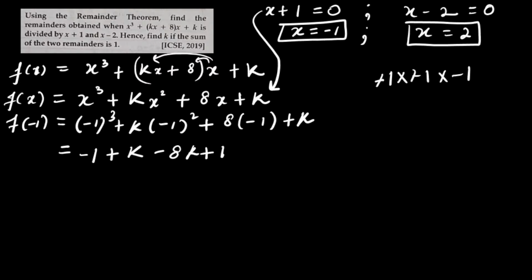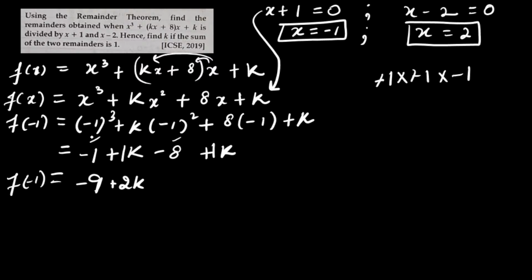Minus 8, k plus k. Like terms we can simplify now. Minus 1 and minus 8 are like terms, so minus 1 minus 8 is minus 9. And k plus k is 2k, because this is 1k, this is 1k. See, this is the remainder when this polynomial is divided by x plus 1. So the first remainder in terms of k is 2k minus 9, or we can write minus 9 plus 2k.